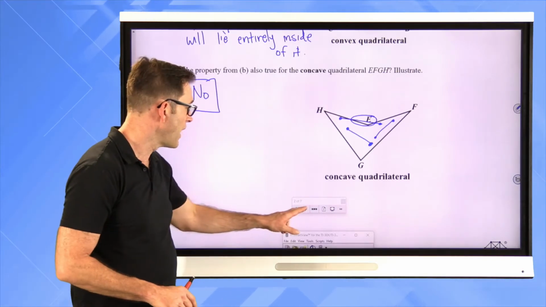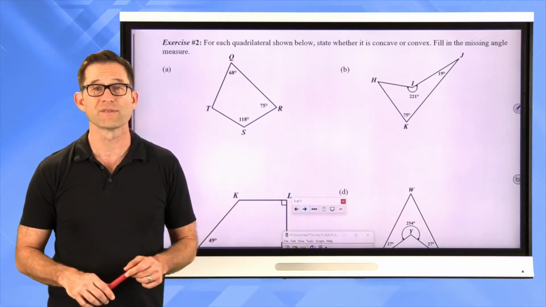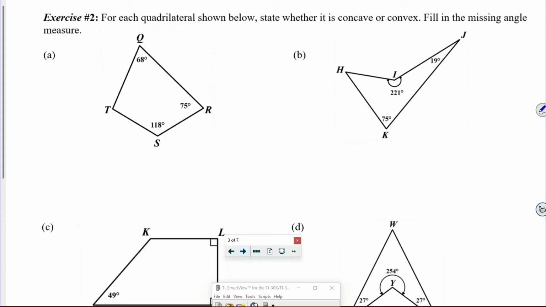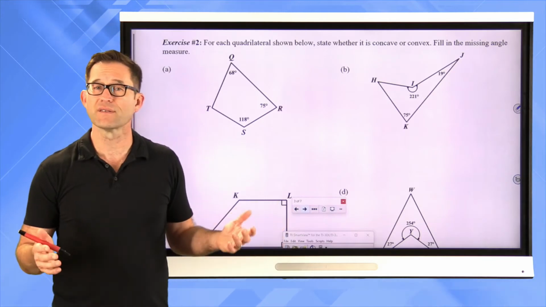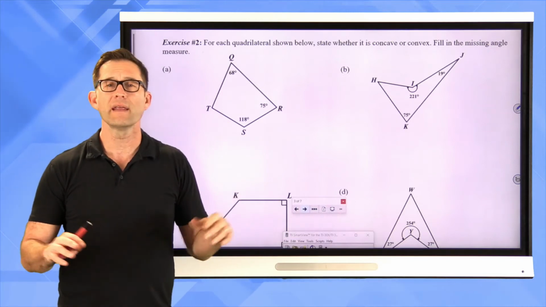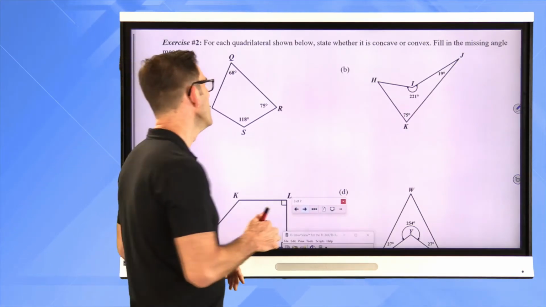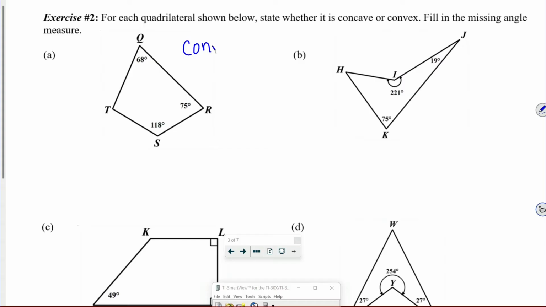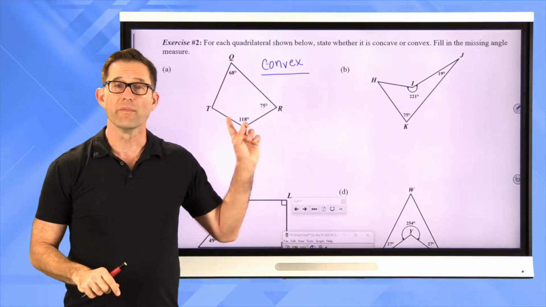Okay, so now that we know the difference between them, let's move on and do a little numerical work with quadrilaterals. Exercise number 2. For each quadrilateral shown below, state whether it is concave or convex. Fill in the missing angle measure. All right, so concave, convex, simple enough. If I look at quadrilateral QRST, if I drew any line segment whose endpoints lied within this, it would entirely lie within it. So this is a convex quadrilateral.